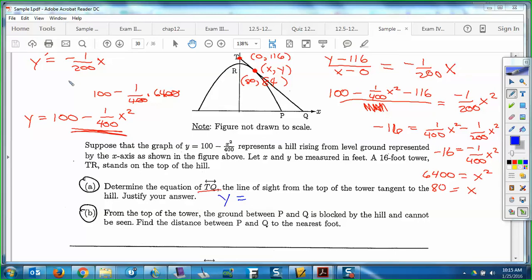Here? What about here? That'd be faster. I mean, I don't care. It doesn't matter, but that's pretty easy right there, right? What would we put in there for x? 80. So negative 1/200 times 80. Cancel the 0. 8 over 20. 4 over 10. 2 over 5. Negative. So negative 2/5 x plus 116. Right.